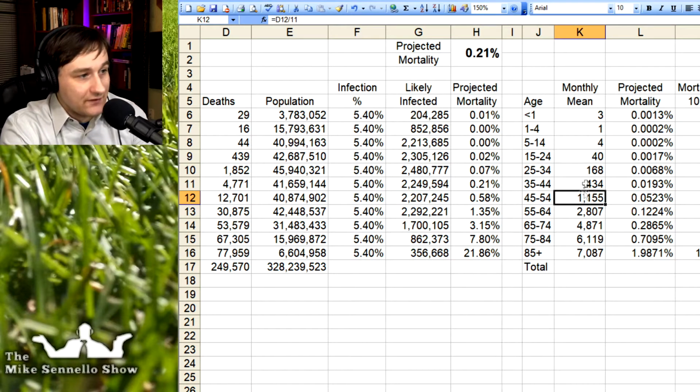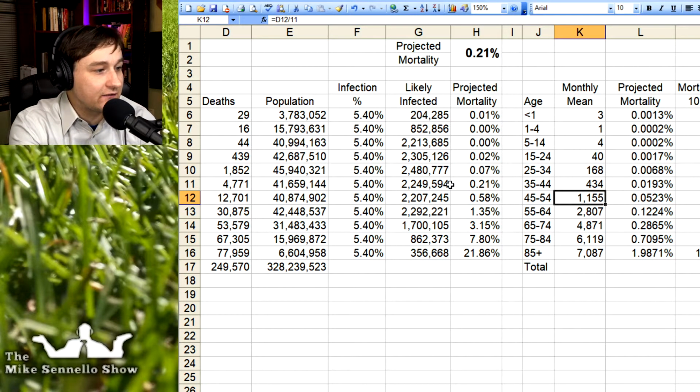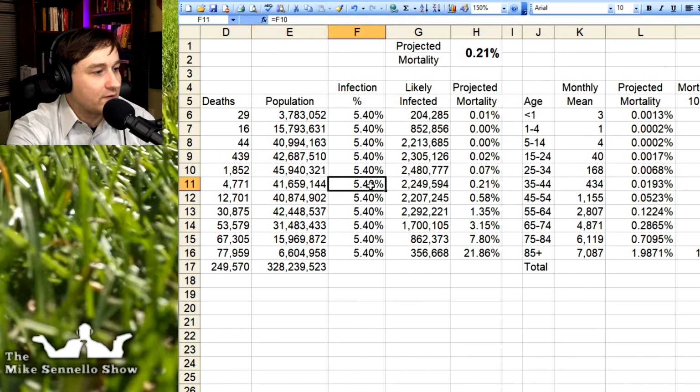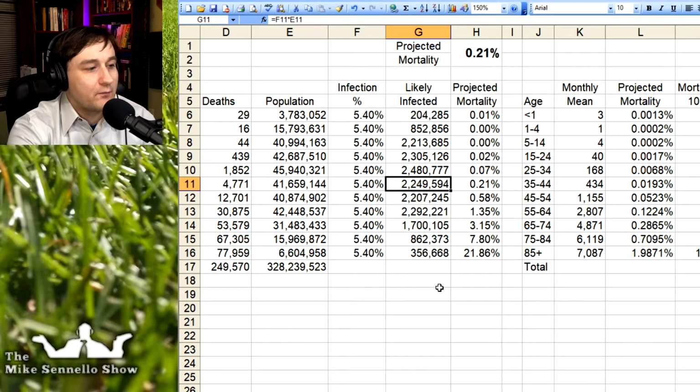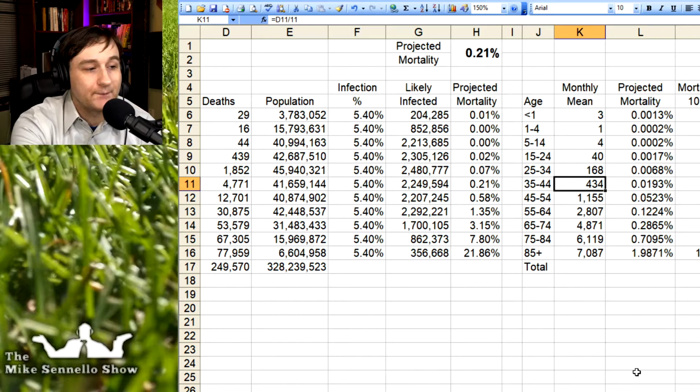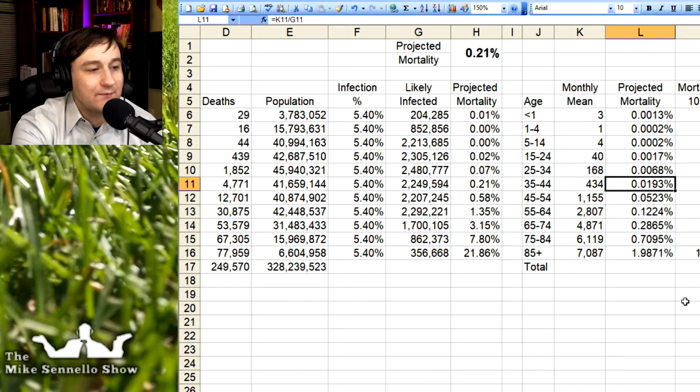So we can take that number and then divide by the likely infected, because we still have a breakdown of the population in that age group. In the case of the age of 35 to 44, there's over 41 million people in that age group. So at 5.4% infected in October, there were probably 2.2 million people that were actually infected in that age group. And in all likelihood, around 434 of them died. Which means if you divide 434 by 2.2 million, your projected mortality rate is now 0.0193. So what does that mean?